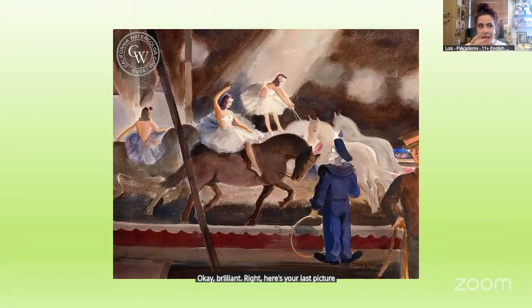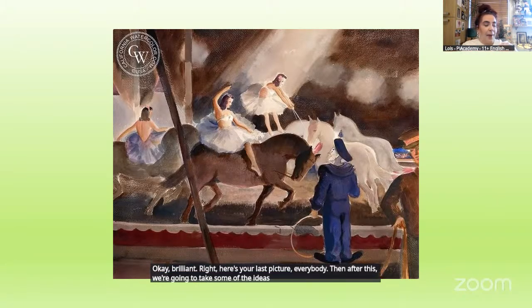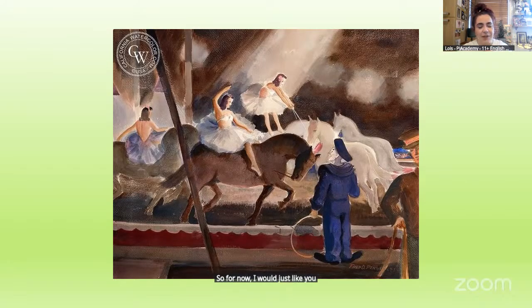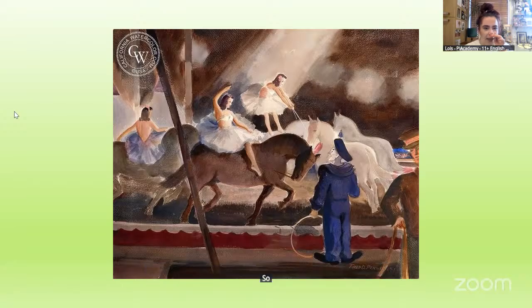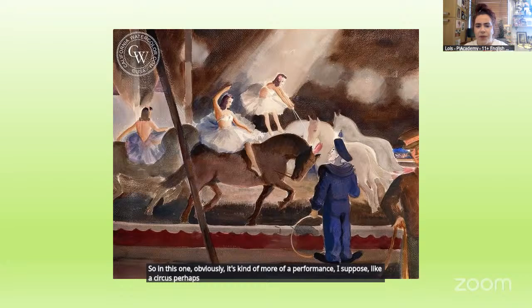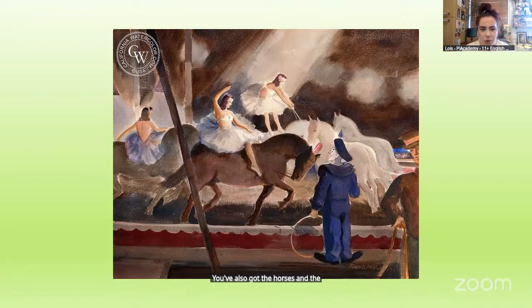Then after this, we're going to take some of the ideas you've just been thinking about to create a little plot, but we'll talk about that in a second. So for now, I would just like you to have a look at this last picture here. Look at the image and think, if you were writing a story based on this picture, what would you focus on? In this one, obviously, it's more of a performance, like a circus, perhaps. You've got the clown with his hoop there. You've also got the horses and the ballerinas on the horses. What could your story be if this was the picture to prompt you?